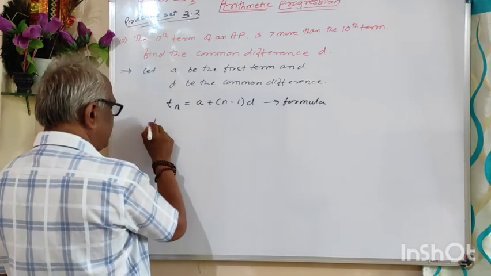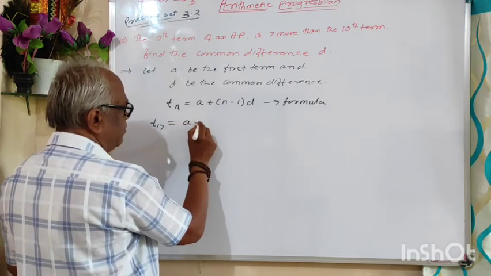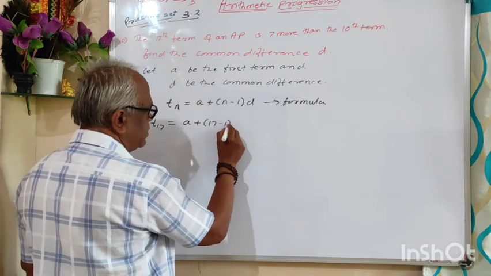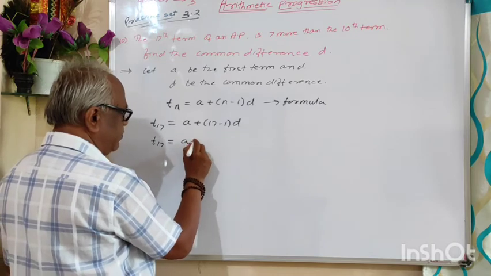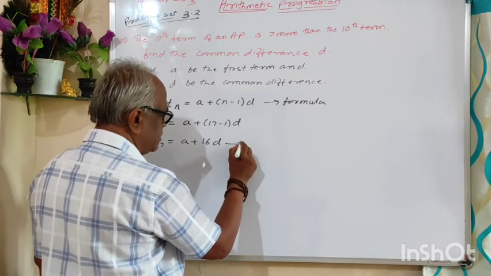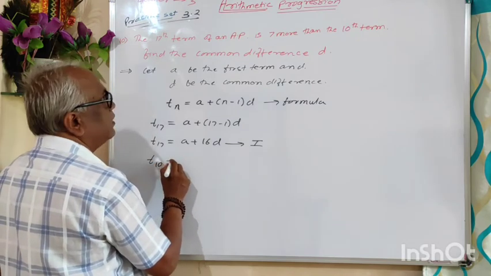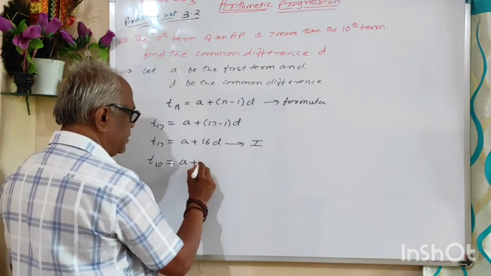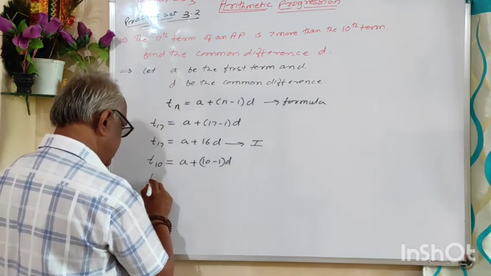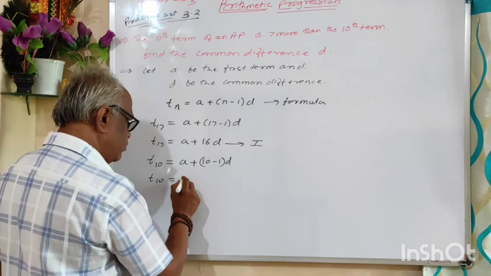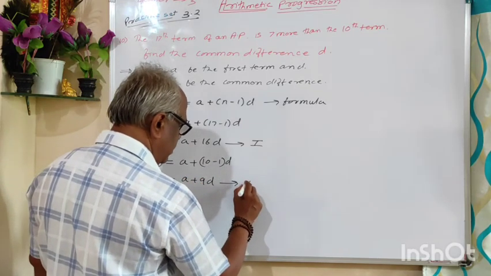Now the 17th term T17 is equal to A plus in bracket 17 minus 1 into D. So T17 is equal to A plus 16D. This is equation number 1. Similarly, T10 is equal to A plus 10 minus 1 into D. So it becomes T10 is equal to A plus 9D. This is equation number 2.